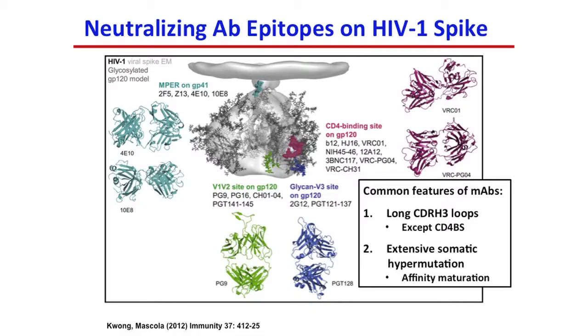And as he pointed out, there are several targets of broadly neutralizing antibodies, but they all have certain characteristics, which is going to make them difficult to stimulate through a vaccination. First, they have these long CDRH3 loops, except for the CD4 binding site antibodies, and there's not a lot we are going to be able to do about that. That's going to be encoded within the naive B-cell precursors, and we're just going to have to overcome the low precursor frequency of those long CDRH3s. But they also have extensive somatic hypermutation, meaning that they've gone through a lot of affinity maturation.